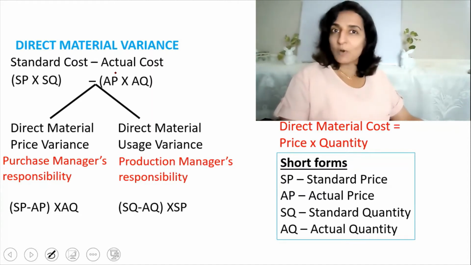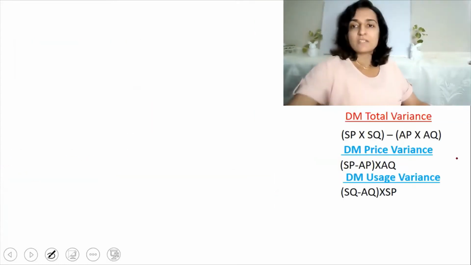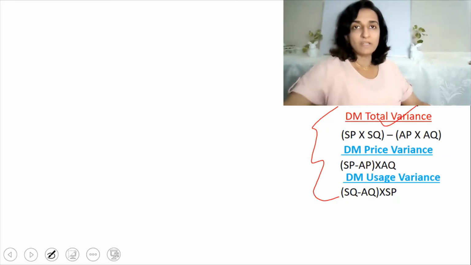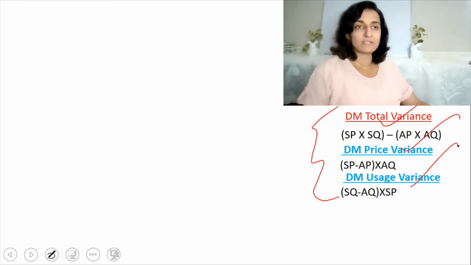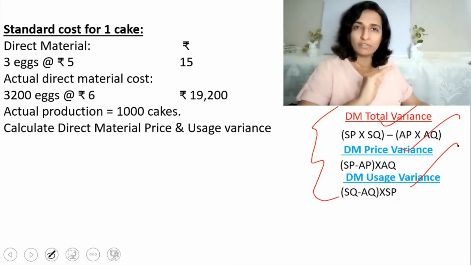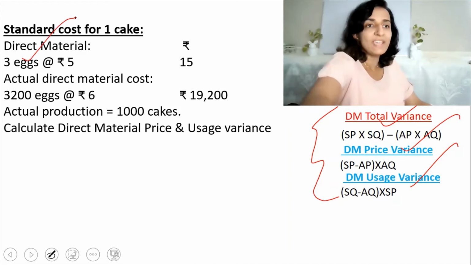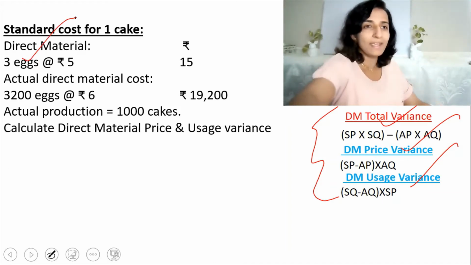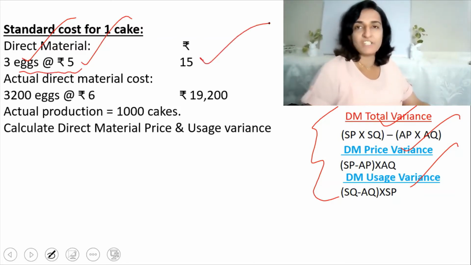Now let's start with the problem of making the cake. I've already copied the formulas for your easy reference. That's the direct material total variance split into the price variance and the usage variance. So the question is the standard cost for making one cake. We are dealing only with raw materials here. So direct material: one cake requires 3 eggs and the price of 1 egg is ₹5, which means that the total direct material cost is 3 into 5, or 15 rupees.